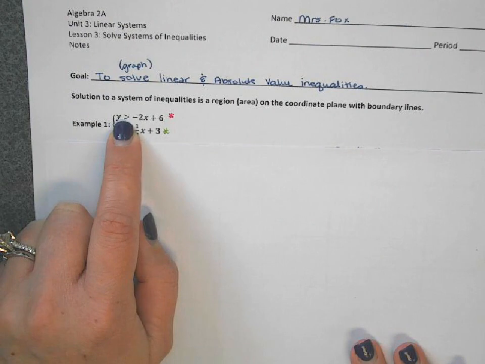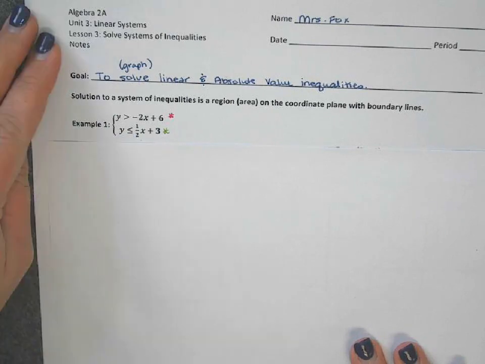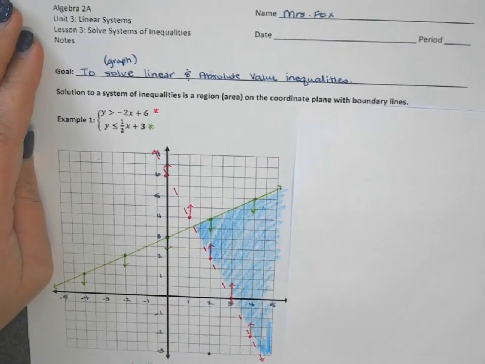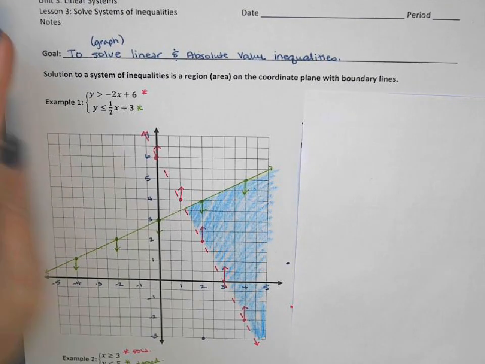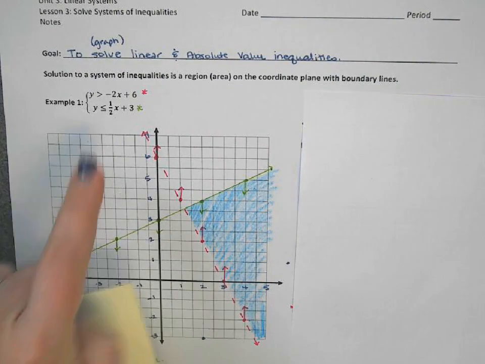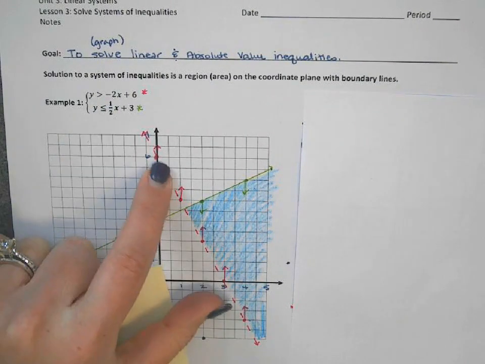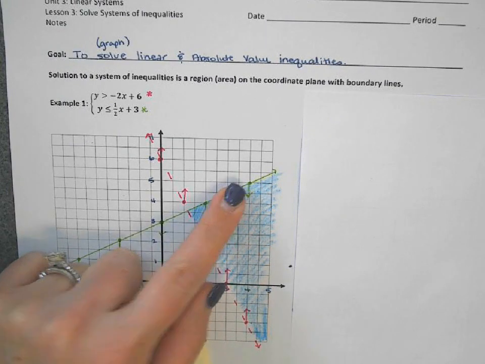Y is greater than means you're going to shade above, and y is less than or equal to, you're going to shade below. So our graph should look like this. Now, once I graphed it, I'm going to show you a little hint of what I do. Notice the pink, the top equation, is dashed. The bottom one, the green one, is a solid line.